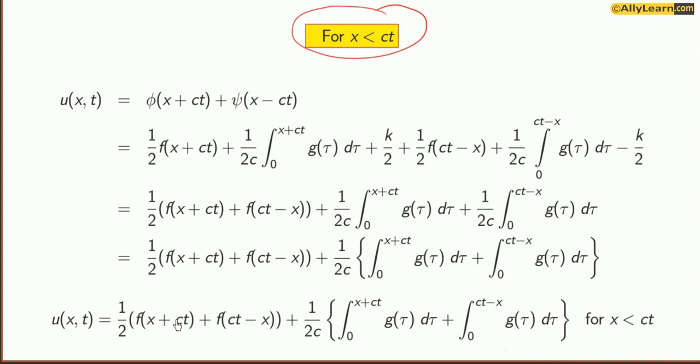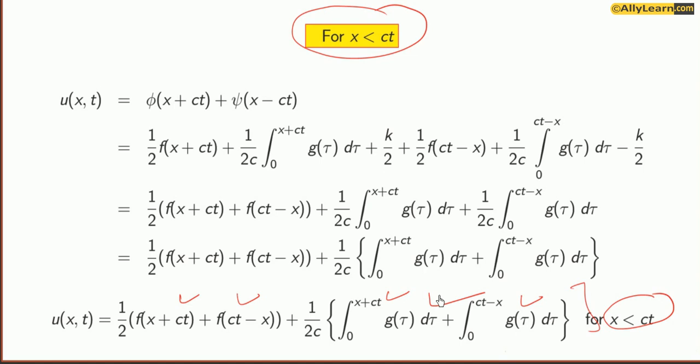The solution is that u at x comma t equals a half into f of x plus ct plus f of ct minus x plus 1 upon 2c into integration of g tau with respect to d tau from 0 to x plus ct plus integration of g tau with respect to d tau from 0 to ct minus x. So this is my final solution for this case. So friends, this expression you can see is different from the expression we obtained for the semi-infinite string with fixed end condition. There we had just one integral, and here we have two integrals.